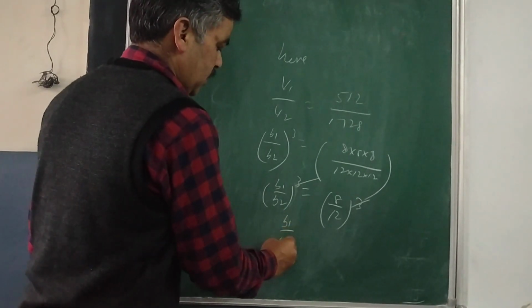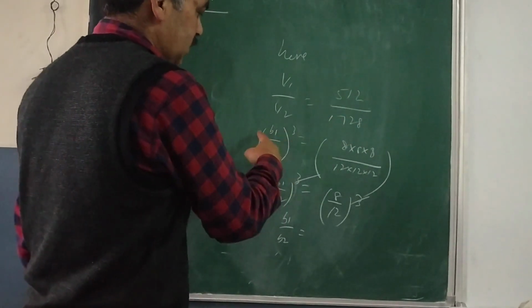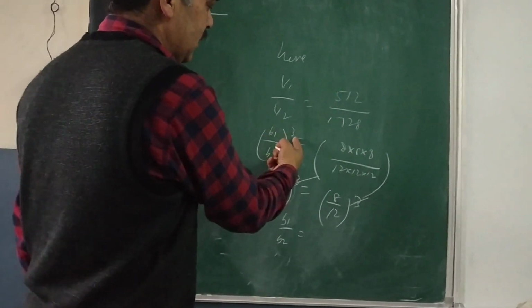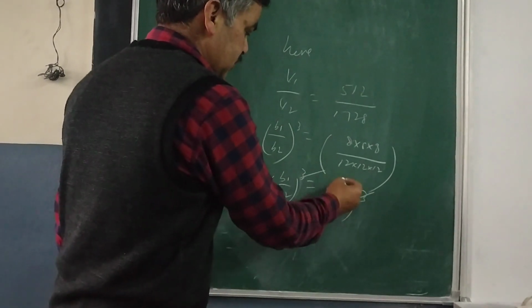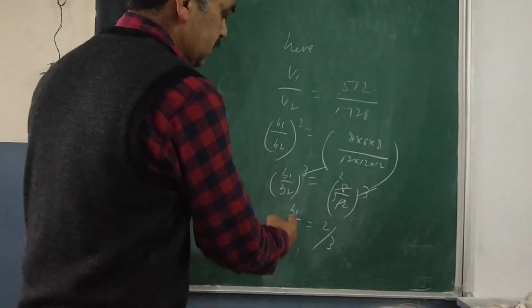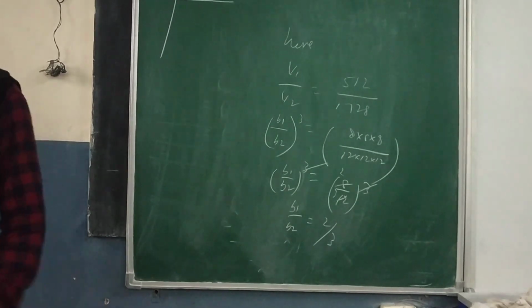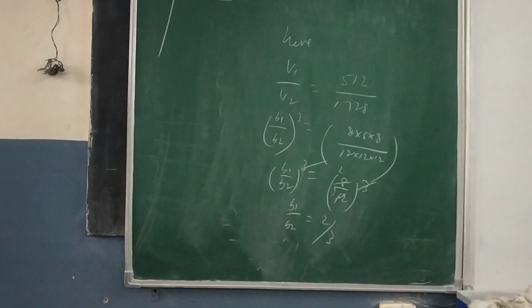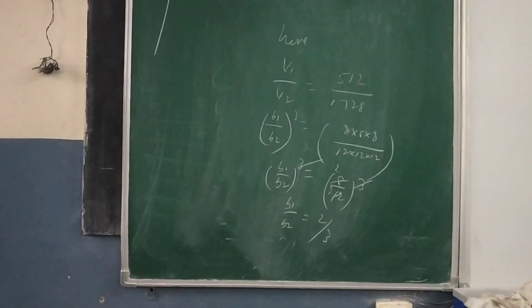So B1 upon B2, because this is the ratio of the volumes. Volume is always edge into edge into edge. That's why I have written it in the form of a cube. So here you can cancel it. That is four 2s and four 3s. So the ratio of their breadths, B1 of the first cube and B2 of the second, will be 2:3. So 2:3 will be the answer for this question that you can check.